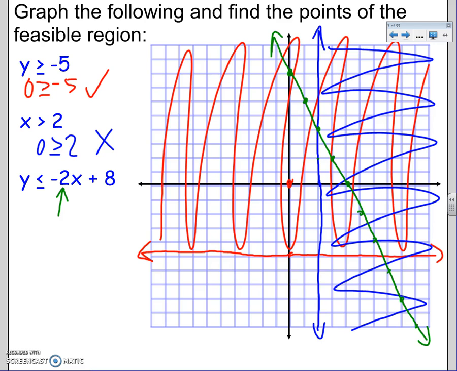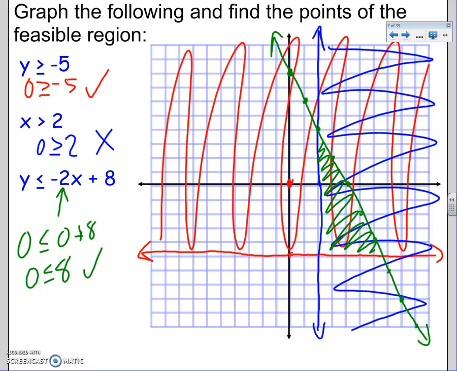I do a test point. I'll try 0, 0. 0, 0 plus 8. 0 is smaller than or equal to 8. That is true. So I shade with the side of 0, 0. I do not care about the left side, only the overlap. So I'd only shade this part. So we see that little triangle, that's the feasible region. That's where it's all 3 colors. It's green, blue, and red.